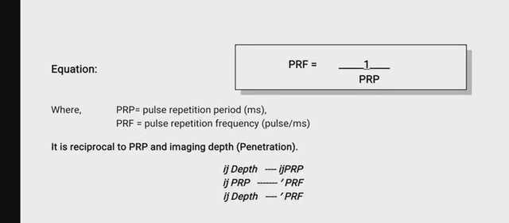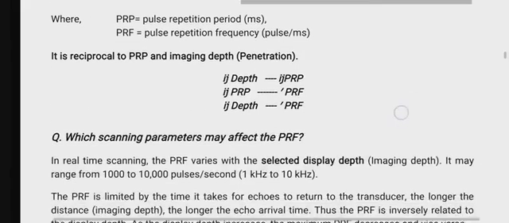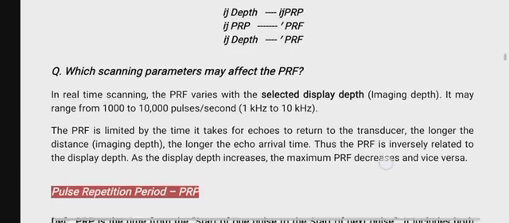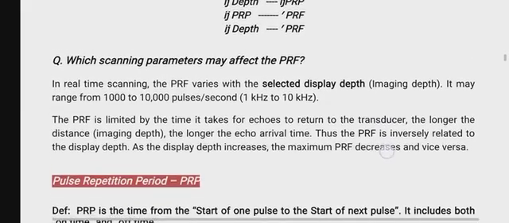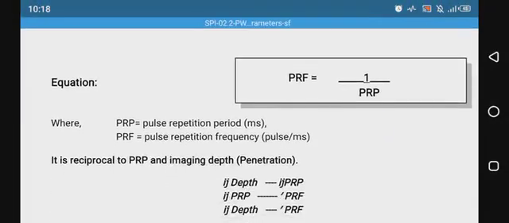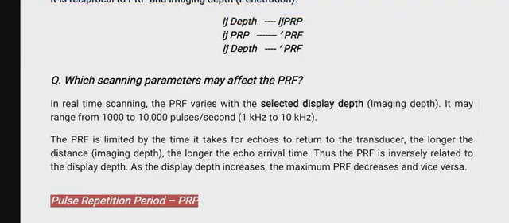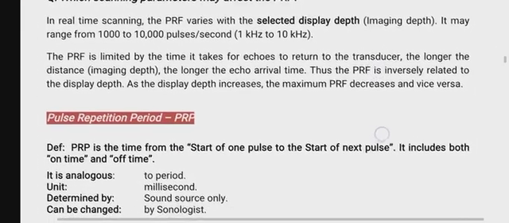So the equation for PRF is inverse PRP. PRP is pulse repetition period, which is measured in milliseconds. PRF, pulse repetition frequency, is the reciprocal of PRP and imaging depth. So this is a test question for you to help you understand how to apply, because you remember what we say is the reciprocal of PRP. So you apply that in the question and you should be able to understand what it is.